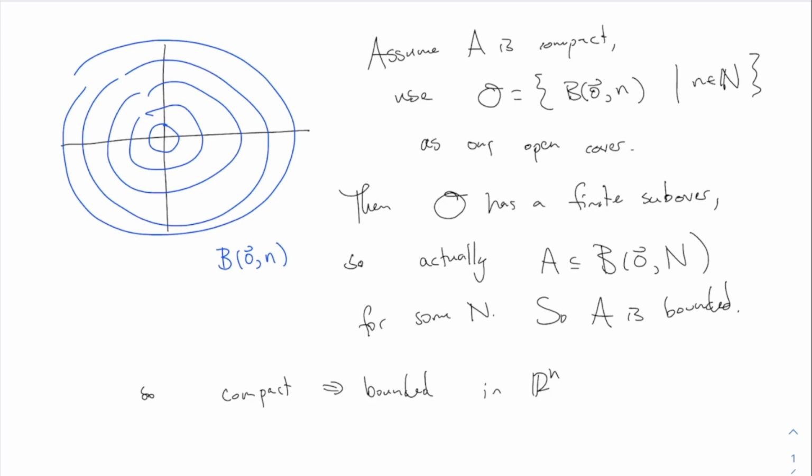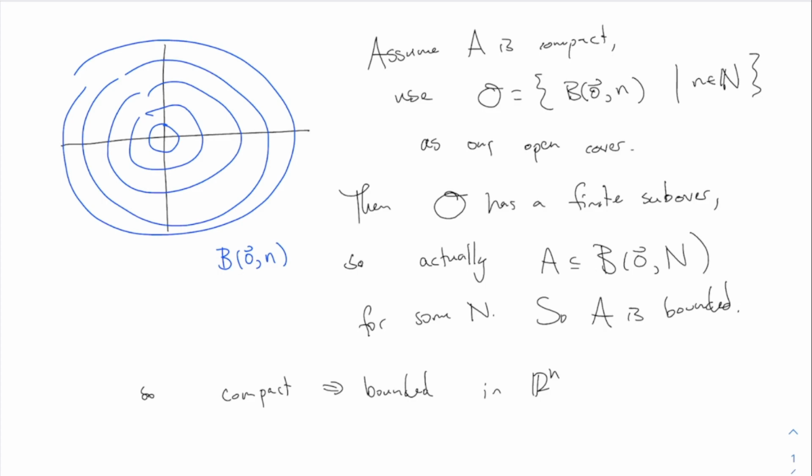We also need to show compact implies closed, and we also need to show the converse, that if it's closed and bounded, then it's compact. So that's what is in our future today. All right, this is the first step in the journey. Any thoughts so far? Compact implies bounded.